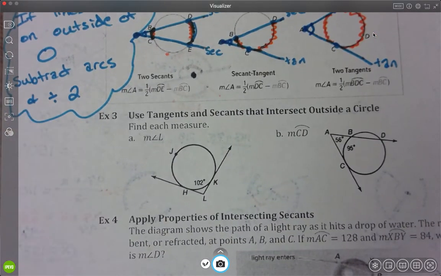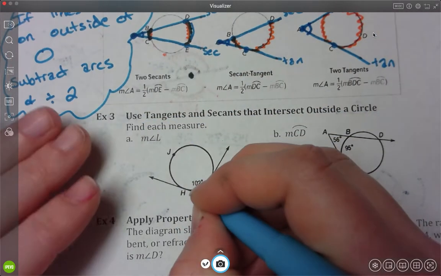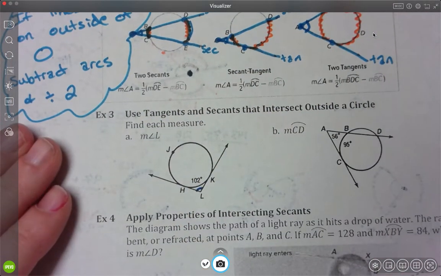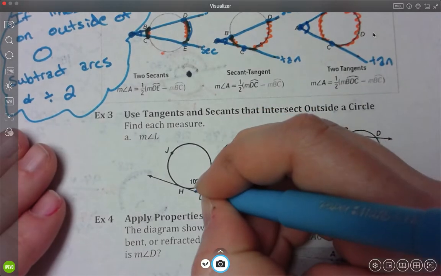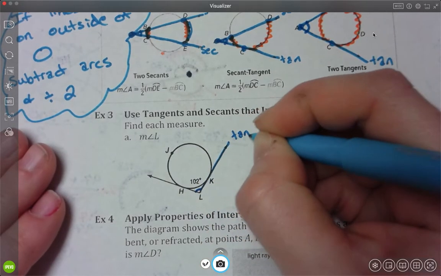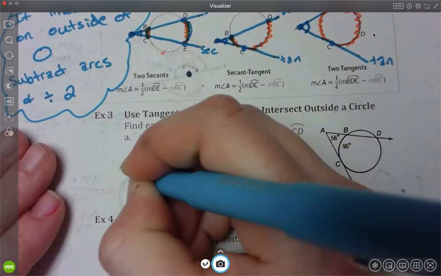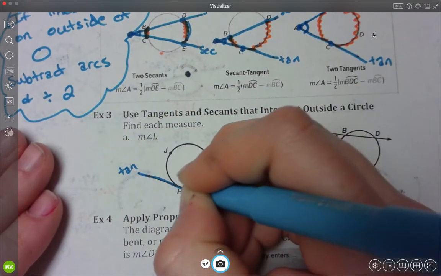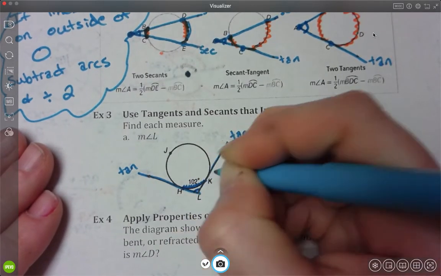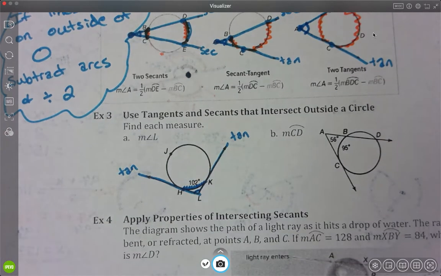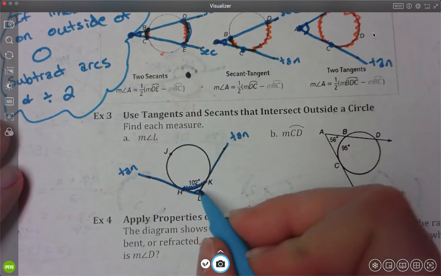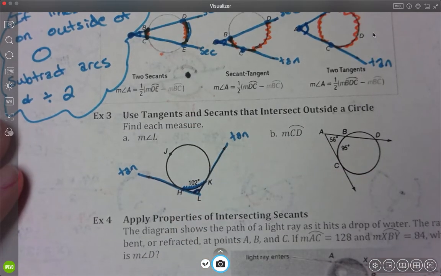All right. So find each measure. They want us here to find the measure of angle L. Now this guy is a tangent line, and this guy is also a tangent line because he's touching just one point, okay? And they tell me that this arc right here, that little middle piece, is 102, and that's all they tell me. And I'm expected to find this little angle right there, okay?